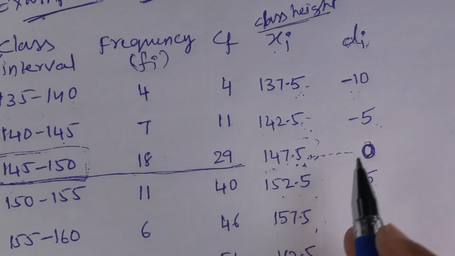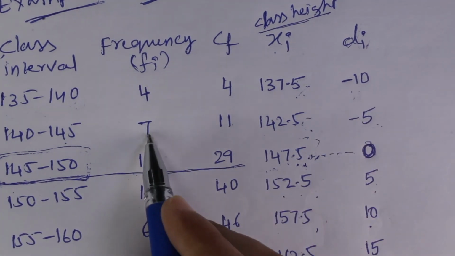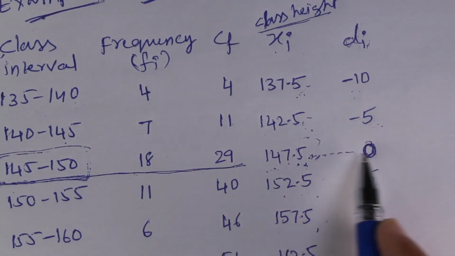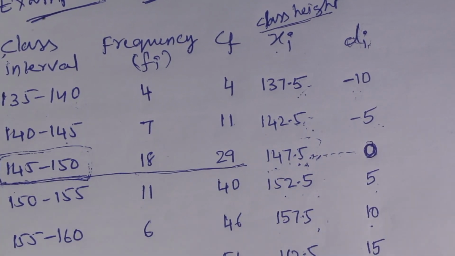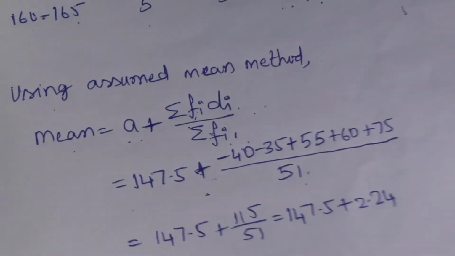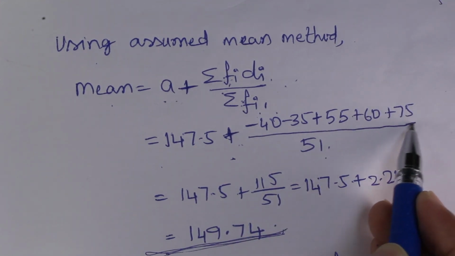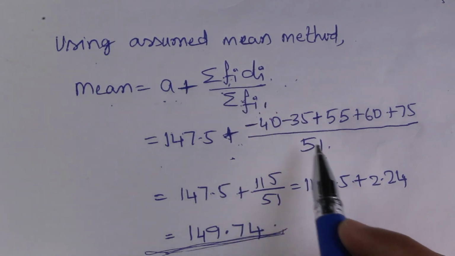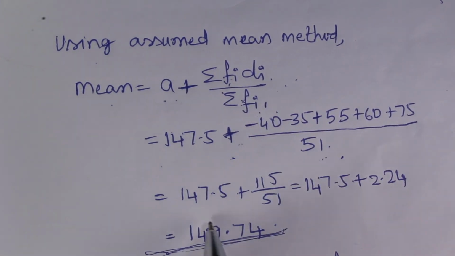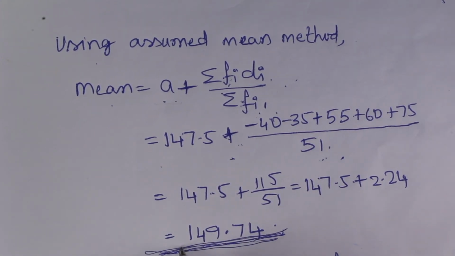How am I going to calculate sigma fi di? 4 into minus 10 is minus 40, 7 into minus 5 is minus 35, 18 into 0 is 0, 11 into 5 is 55, 6 into 10 is 60, 5 into 15 is 75. I calculated the summation of all those numbers, divided by sigma fi. Sigma fi is 51. So after calculating I got the mean value as 149.74. So this is the mean of the class, 149.74.